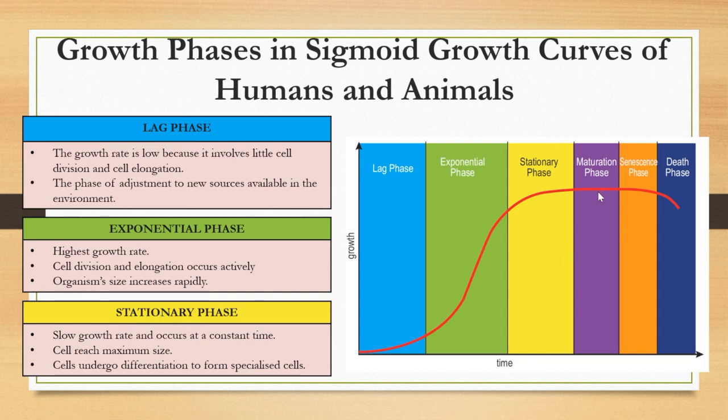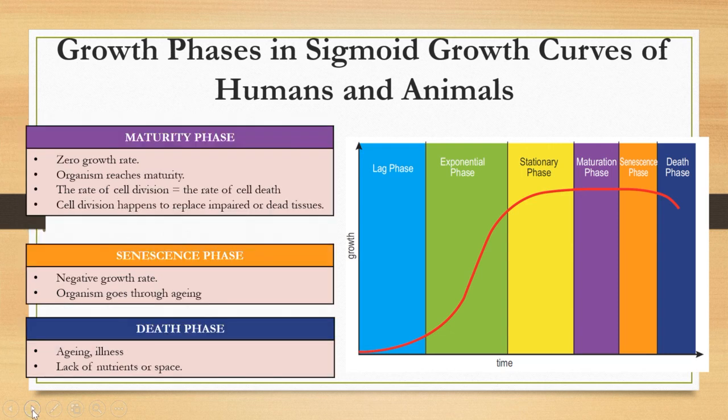The stationary phase has a slow growth rate that occurs at a constant rate. Cells reach maximum size and undergo differentiation to form specialized cells. So this is referred to as the stationary phase. Next, we go to the fourth phase.